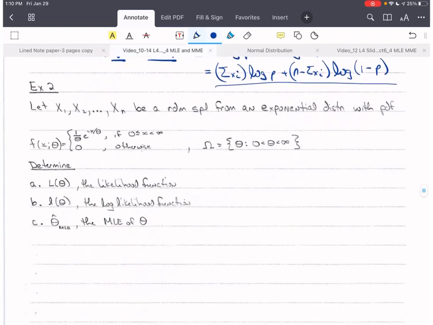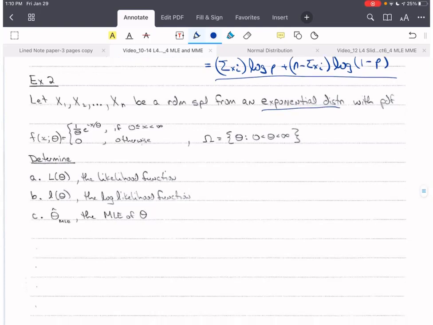Now let's do another example. Let x1 to xn be a random sample from an exponential distribution. So now we're going with a continuous distribution as far as x, but it's really not going to matter too much. We're going to do the same thing as long as p is not discrete. If p is discrete, we go back to the first part of example 1, and if p is continuous, that's usually what we're going to focus on in this chapter, but not always. All right.